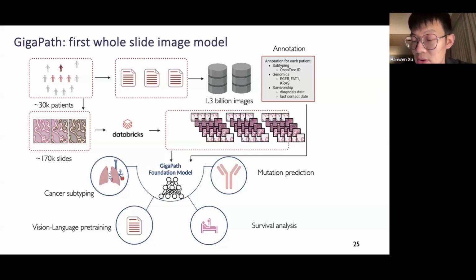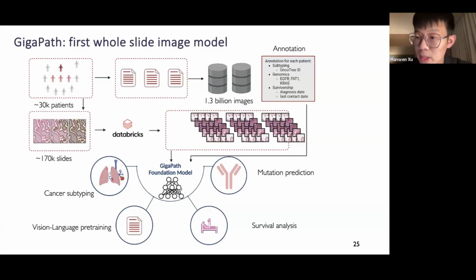And those data also have very rich clinical annotations from the clinicians, including the histological type, genomics information, and also survival outcomes. After we have this, because this is pretty large-scale data, we make use of the infrastructure in Microsoft. We use Databricks to perform the data pre-processing in parallel.